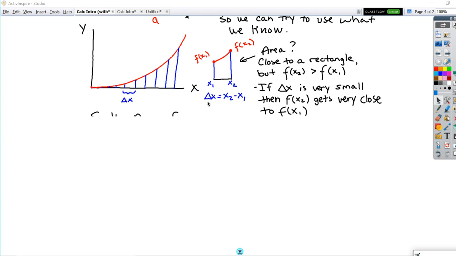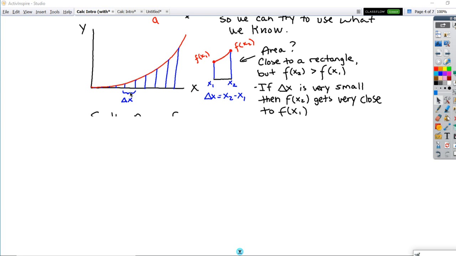But if we were to make delta x increasingly smaller and smaller, the height of this line would get closer to the height of this line. And the closer those two lines become similar in height, the closer it becomes to being a rectangle. And then we could simply just do length times width. And that would be for one slice, and then the area under the curve would be the sum total of all those slices.